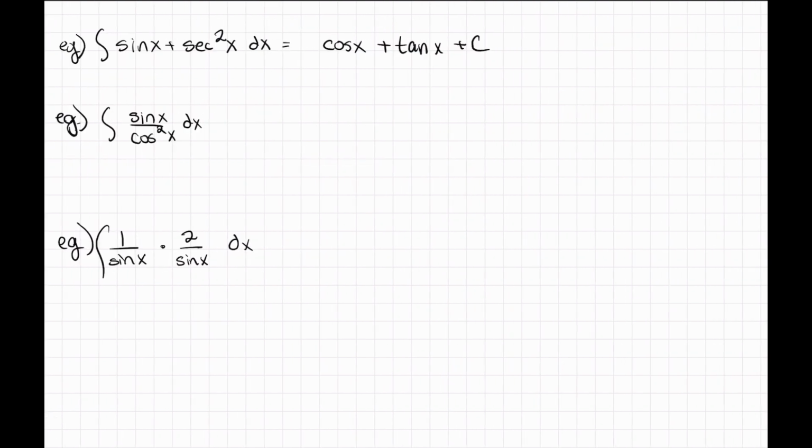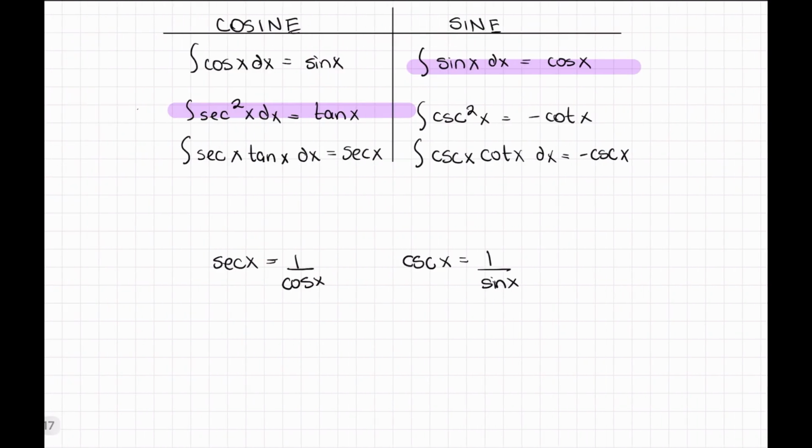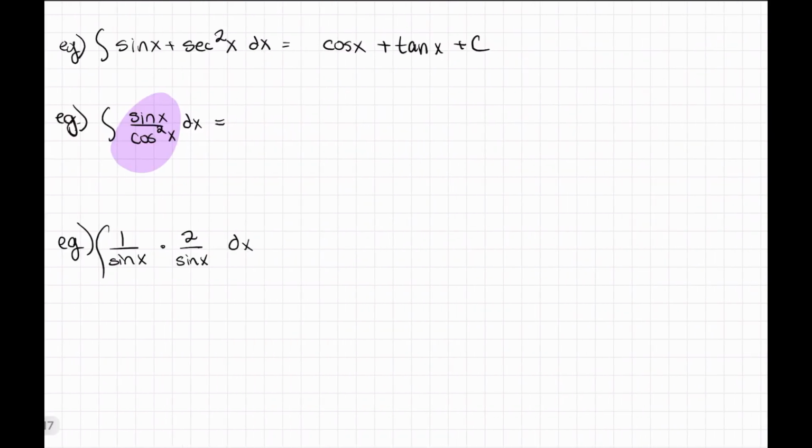But sometimes it's not going to be as straightforward. So in this case, sine over cosine squared x, we don't have that anywhere on our list. But it's a trick, guys. It's all a trick. It looks weird, but we can make it look not weird. And that's just going to take some extra manipulation.